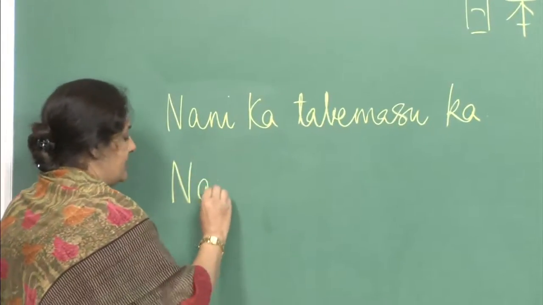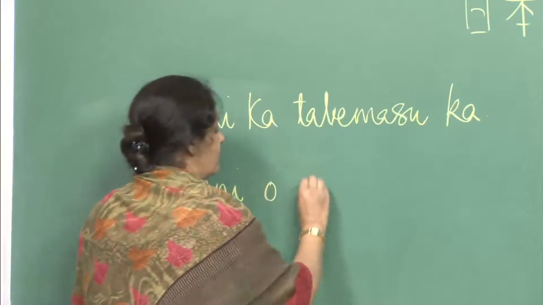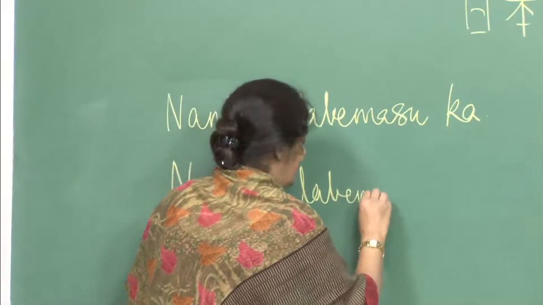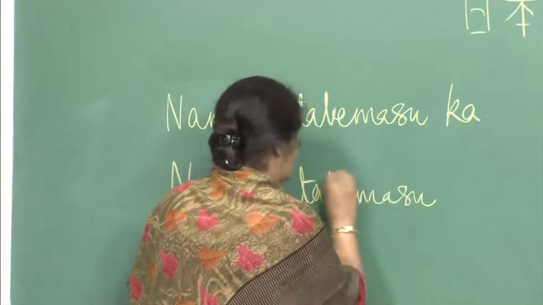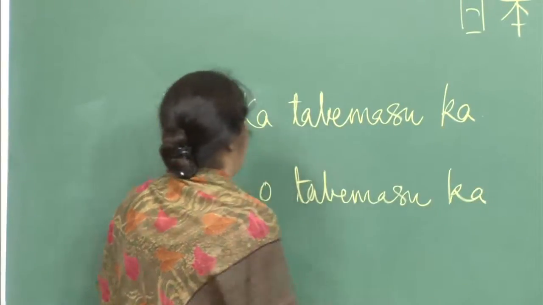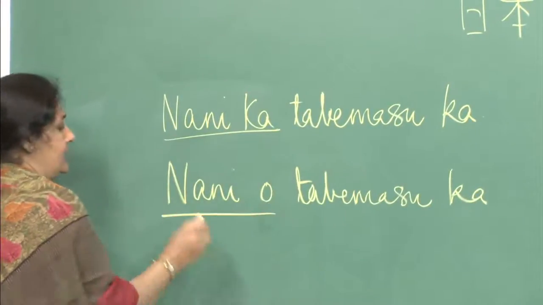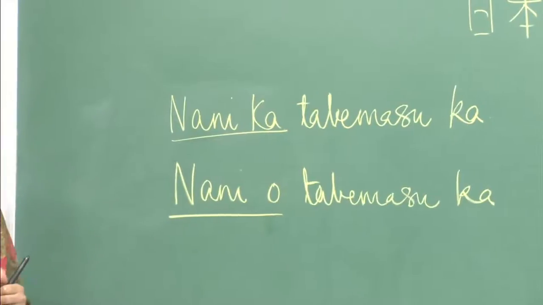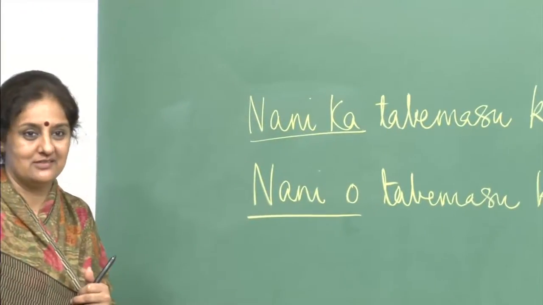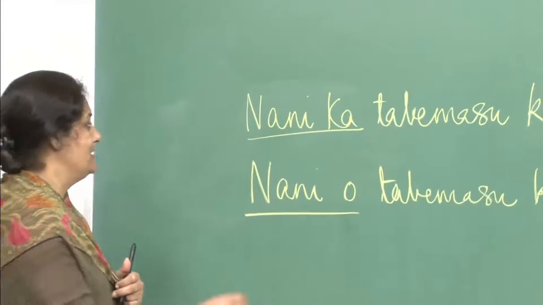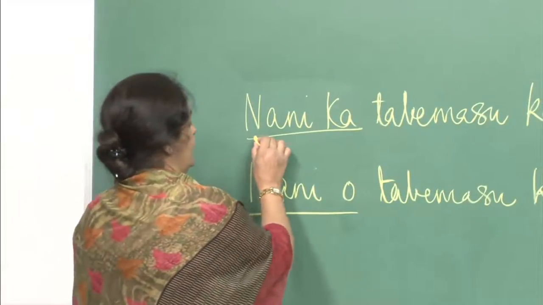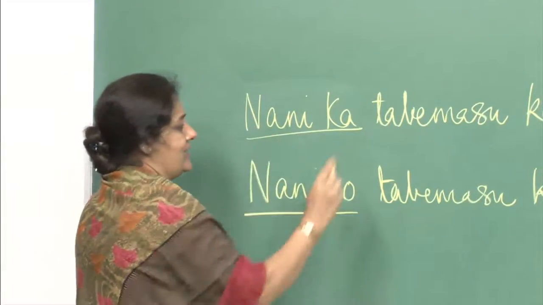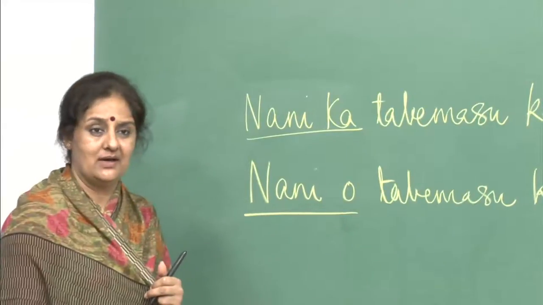And if you say, nani o tabemasu. Nani ka and nani o. What is the difference? Can you tell me the difference? There is a slight difference over here. See, a slight difference. Nani ka tabemasu ka? Will you have something? I am asking you.